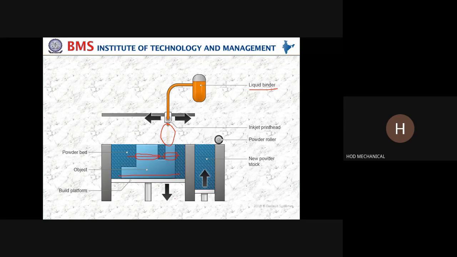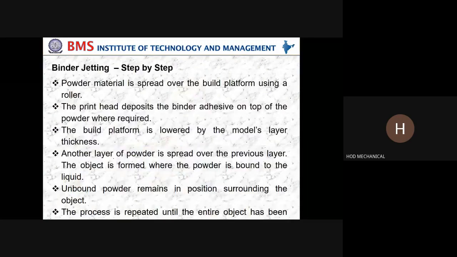Now the build platform is lowered by the model's layer thickness. Depending on the layer thickness, it is going to be lowered. Another layer of powder is spread over the previous layer. The object is formed where the powder is bound to the liquid. Unbound powder remains in position surrounding the object.